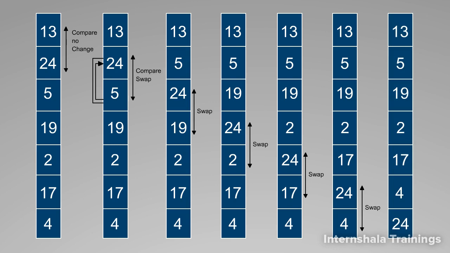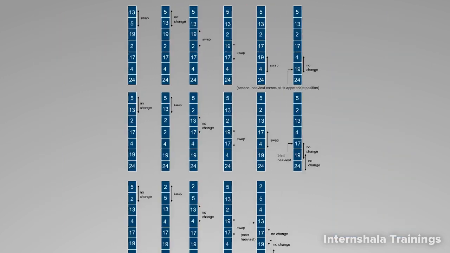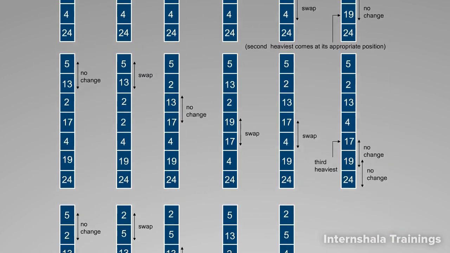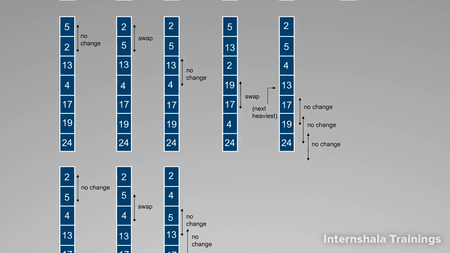In the end, we find that the heaviest element settles at the bottom. We again repeat the same process until all the elements of the array are arranged in ascending order.